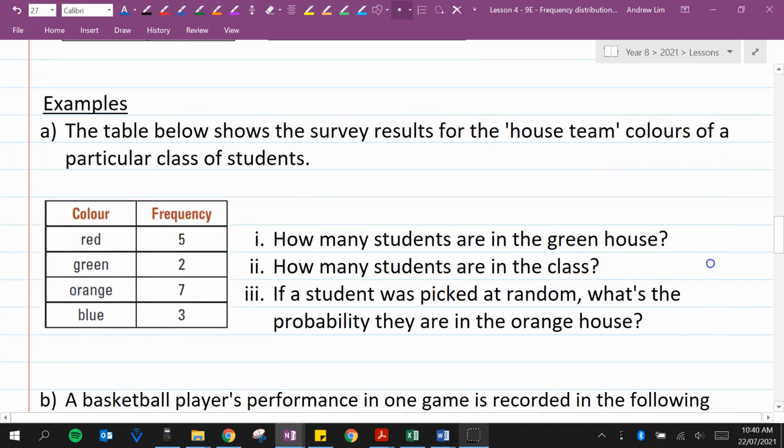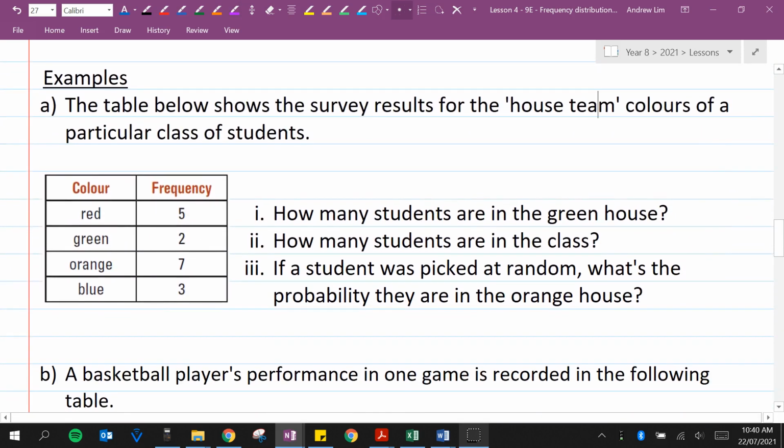Alright, so let's have a look at some examples. The table below shows the survey results for the house team colors of a particular class of students. So we've got red, green, orange, and blue. How many students are in the green house? So we can see here, green, 2 students are in the green house.